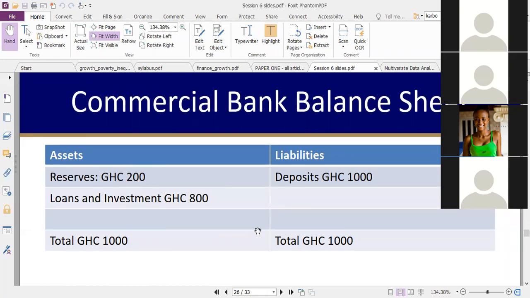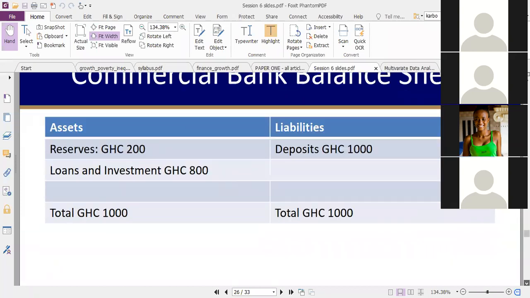All that we are saying is, out of this, the bank can only give out 80% as loans and investments. So if you multiply 80% times this, it will give you the 800 here. So the asset side is what they are keeping as reserve, and the loans they are giving out. But the liability side is the amount you gave them that you would eventually come for later. So this is how the banking system works. They take your money, they keep a reserve, they give out the rest.